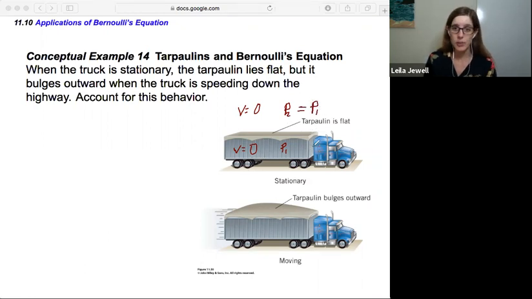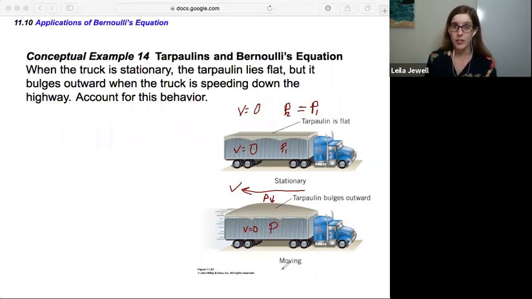So all is balanced and good. But when you start driving down the highway, now there's a whole bunch of air moving very quickly above the top. If you have a region with fast moving air, what's that going to do to the pressure? That means up here, the pressure is going to drop because the velocity is so much higher. Down below, the velocity of the air, the fluid, is still 0. So we have a larger pressure down below.